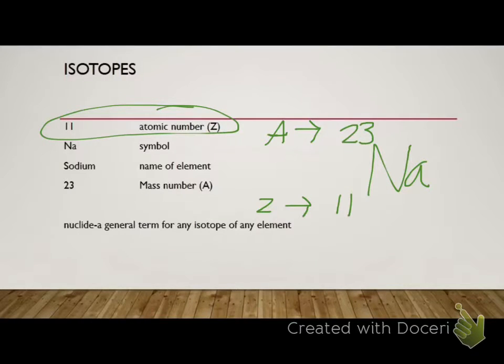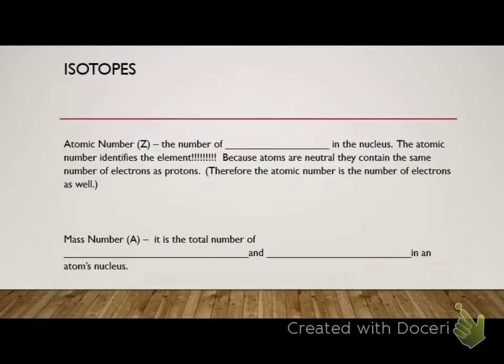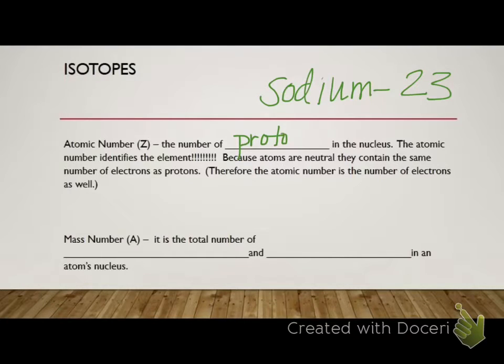The nuclide is a general term for any isotope or element. So we might say a nuclide of sodium, meaning we are referring to a specific isotope of sodium, not just sodium in general, okay? The other way that we can write this, in the other box that you have, is sodium-23, which means that I have a mass number of 23. The atomic number Z is your number of protons, and that identifies the element, not electrons. We identify it by protons.